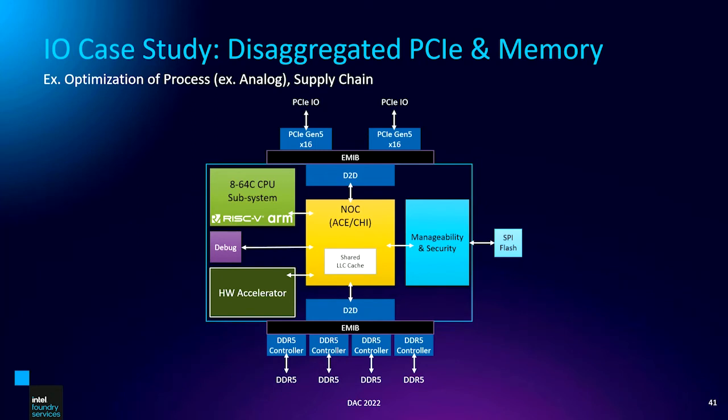This is a case of disaggregated PCIe memory. This is an example of where you would have, of course, our heroes RISC-V, and of course ARM, our other partners, and you'd have 8 to 64 core CPUs. You would have a central NOC based on ACE or CHI, which is kind of a standardized architecture. You would have common manageability and security. You would have the die-to-die interface on the bottom and top as drawn here. In this particular case, you could have PCIe Gen 4, Gen 5, or Gen 6, depending on your needs, or you could have no I/O depending on your needs.